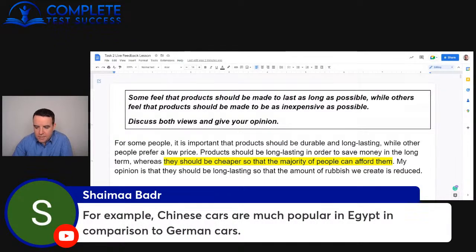For example, Chinese cars are much more popular in Egypt in comparison to German cars. So you need to tell me why. You need to tell me, why are they more popular? What is it about Chinese cars that makes them more popular? So that needs to be clear. You can't just assume that the reader knows about Chinese cars and German cars. You need to give them all the information.